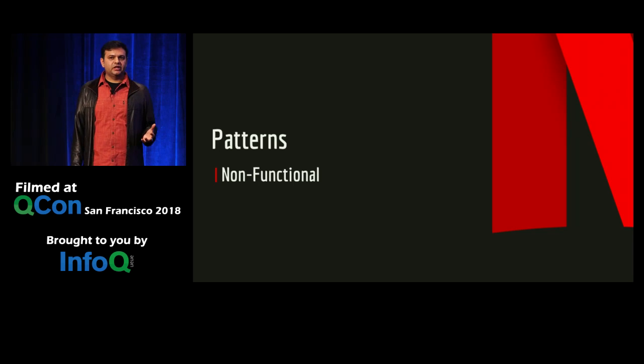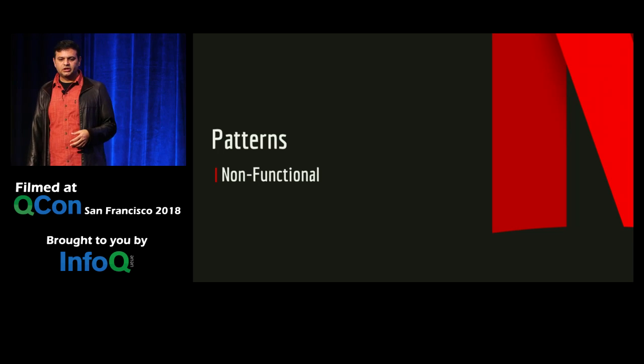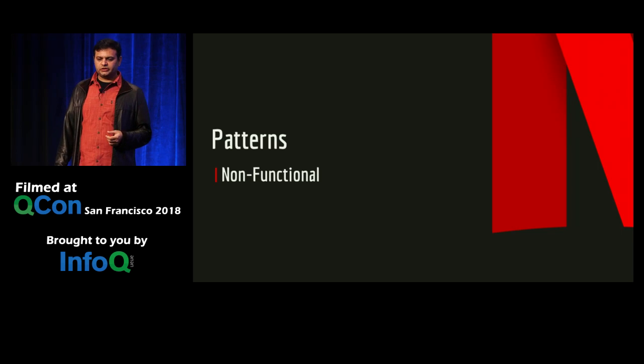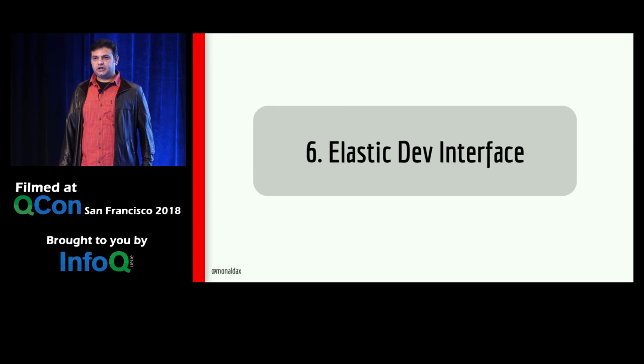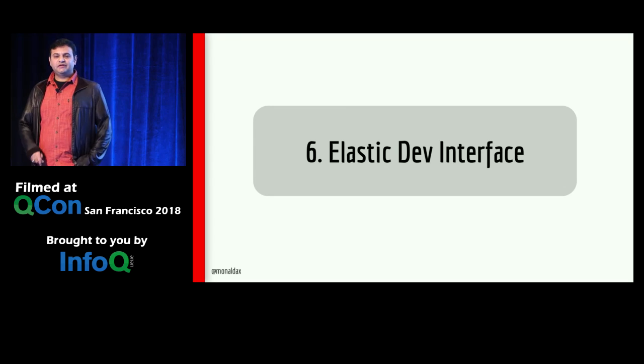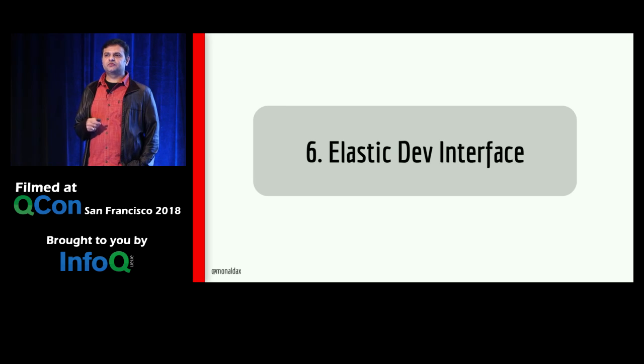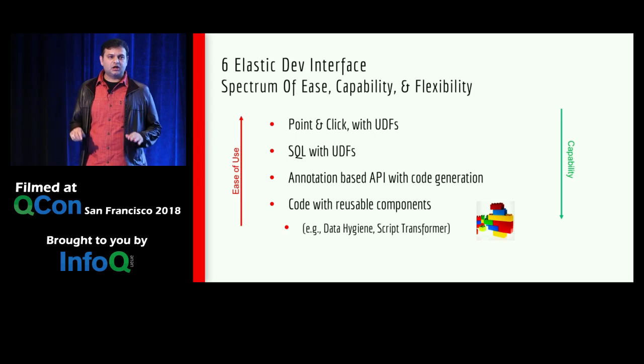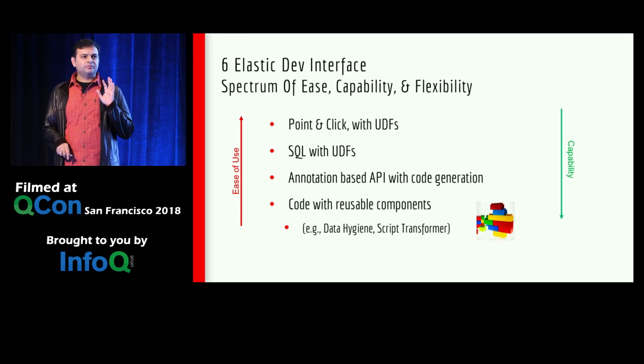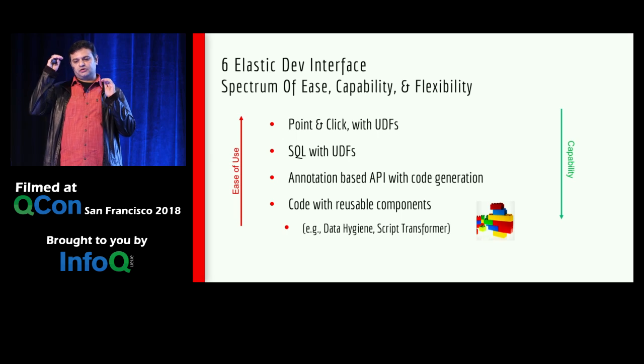So that ends our functional patterns. Now we have 3 more non-functional patterns. The first one is the development interfaces. When you're building a platform and stream processing functionality, what we've observed is it's useful to have a flexible set of APIs, right? And this is what we've found based on ease of use, going from bottom to top, and capabilities increase as you go from top to bottom.